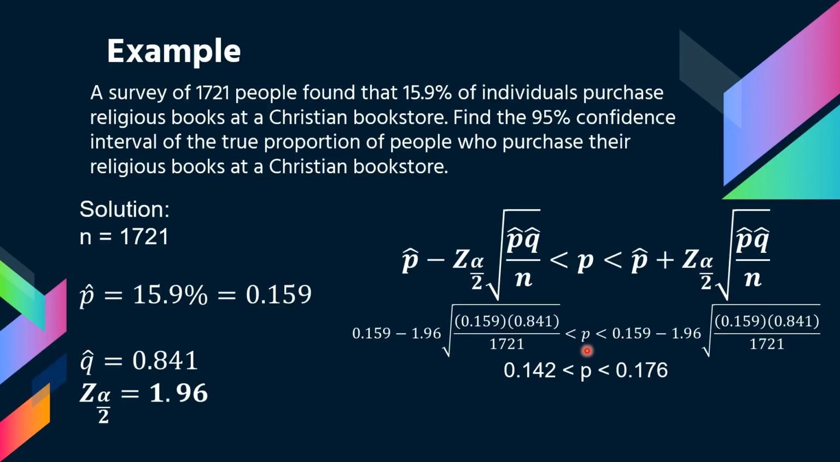So, the percentage of the population who purchased religious books at a Christian bookstore is between 0.142 and 0.176, or the proportion of individuals who purchase religious books at a Christian store is between 14.2% and 17.6%. And that ends our presentation.